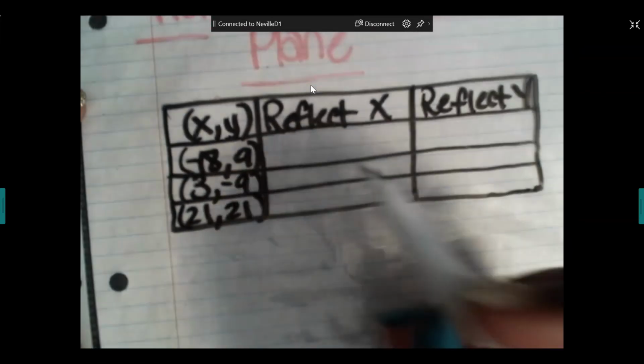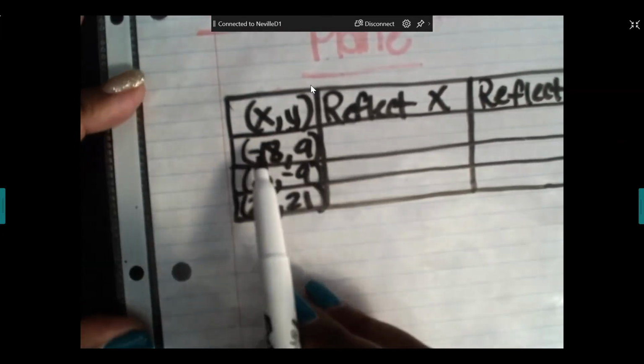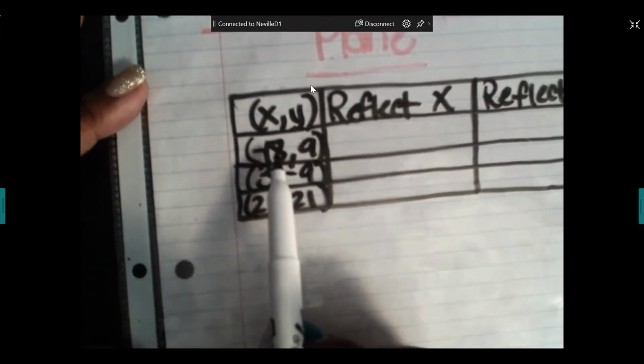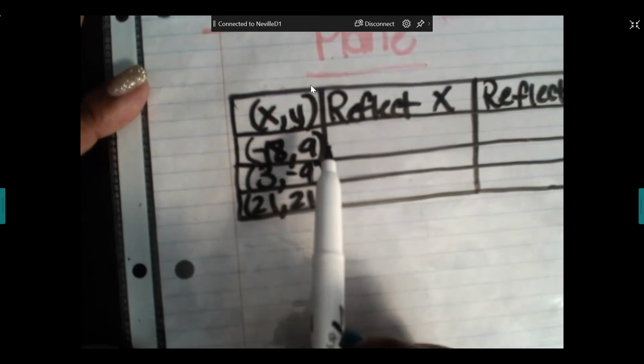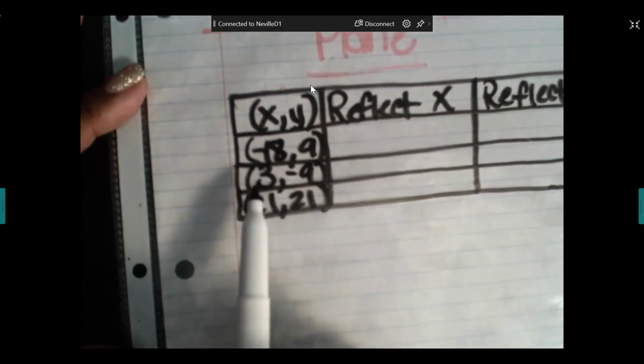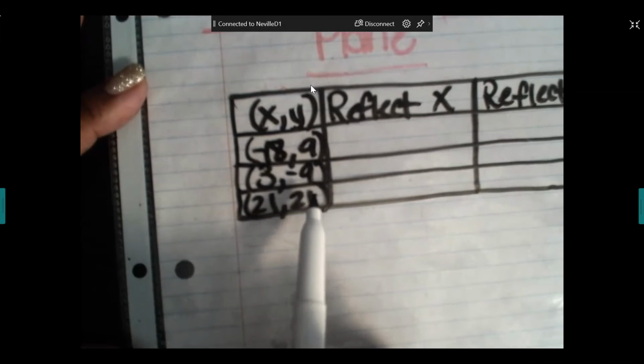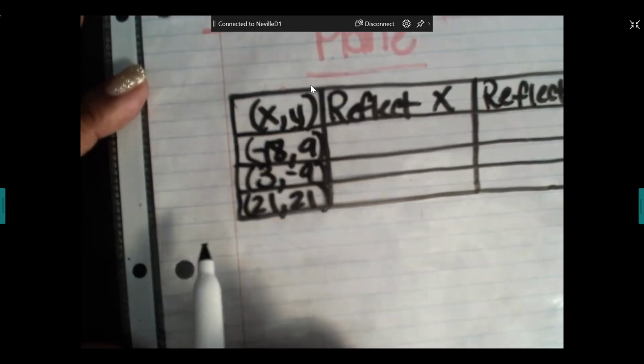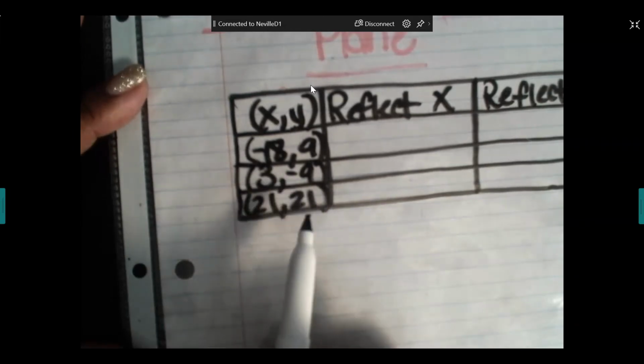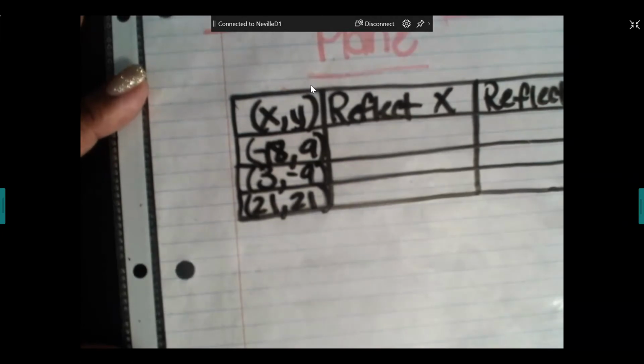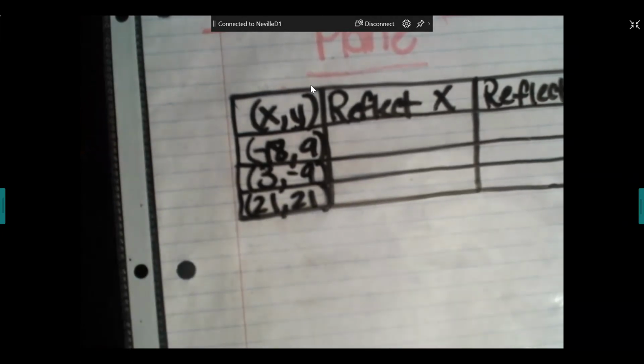I'm going to read those to you again because it may be a little bit smushed. That first ordered pair is (-18, 9). The second ordered pair is (3, -9). And my last ordered pair is (21, 21). Go ahead and have those written down. And we're going to move back to our coordinate plane. That's why we have both of these papers out on our desk today, because we're shifting from one to the other.